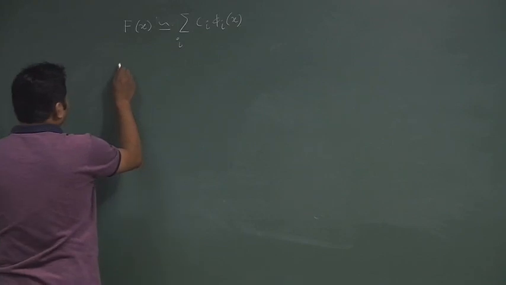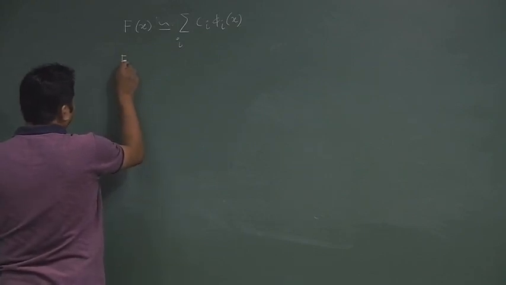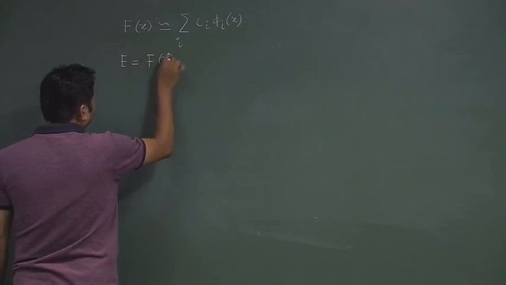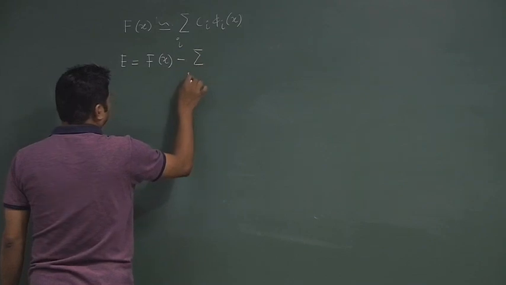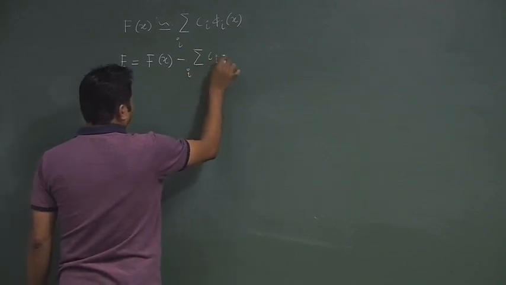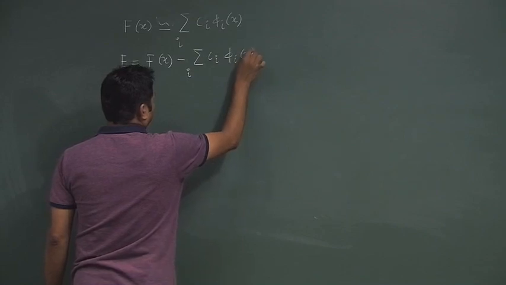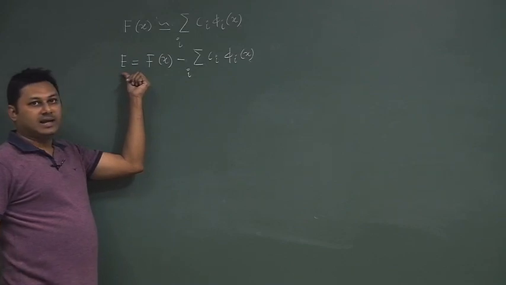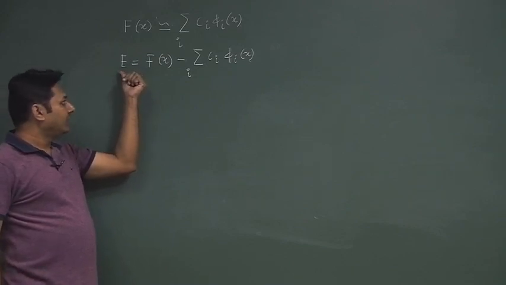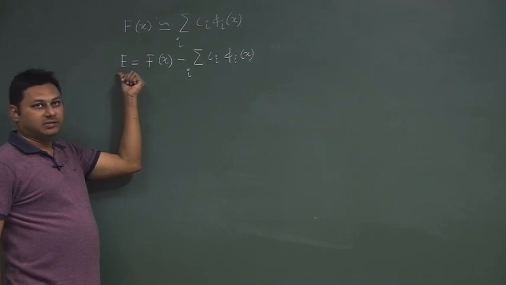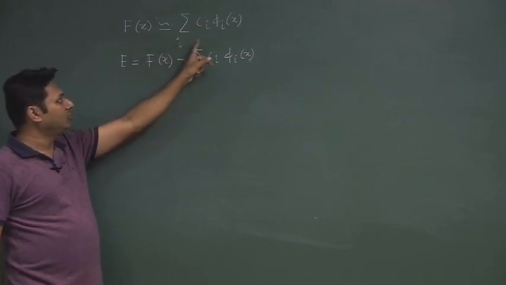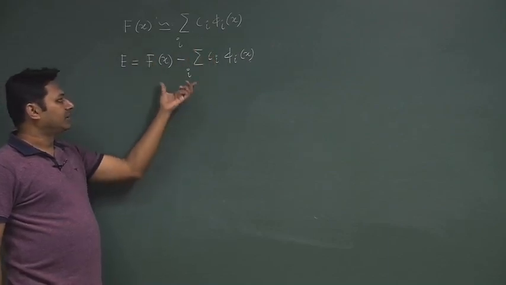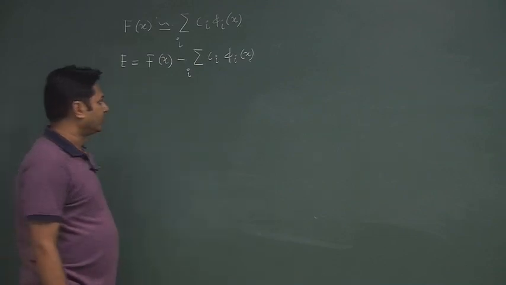So, let me say E is an error function which is f(x) minus this quantity. Please note that since f(x) is not equal to this, the error has some value. That means the error function is not equal to 0, since I am saying that this is nearly equal to f(x), but not equal to f(x) completely. So, there is some error associated with that.